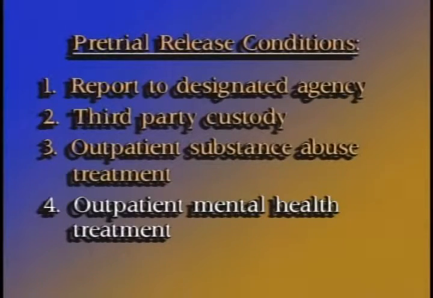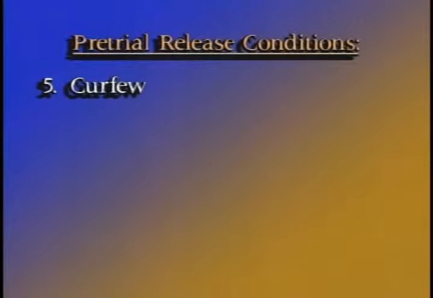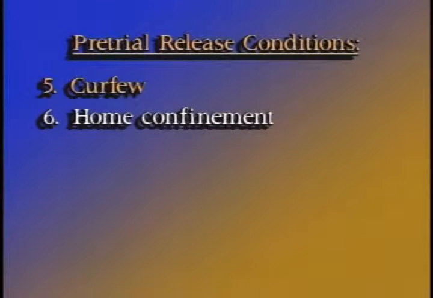Another release condition is to impose a curfew or home confinement. This condition restricts the defendant to a specific location during specified hours. It is often combined with supervision by a third party or pretrial service agency, which can be required to maintain telephone contact with the defendant to ensure that he is where he is supposed to be in accordance with the curfew's conditions.